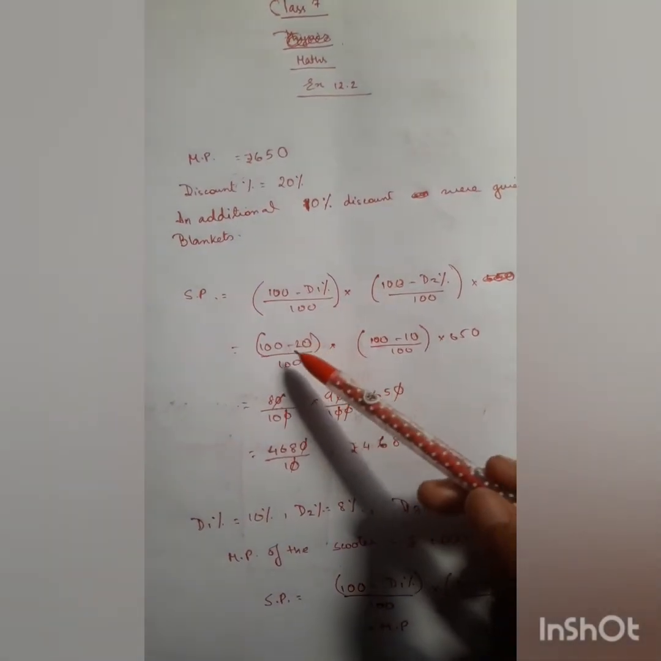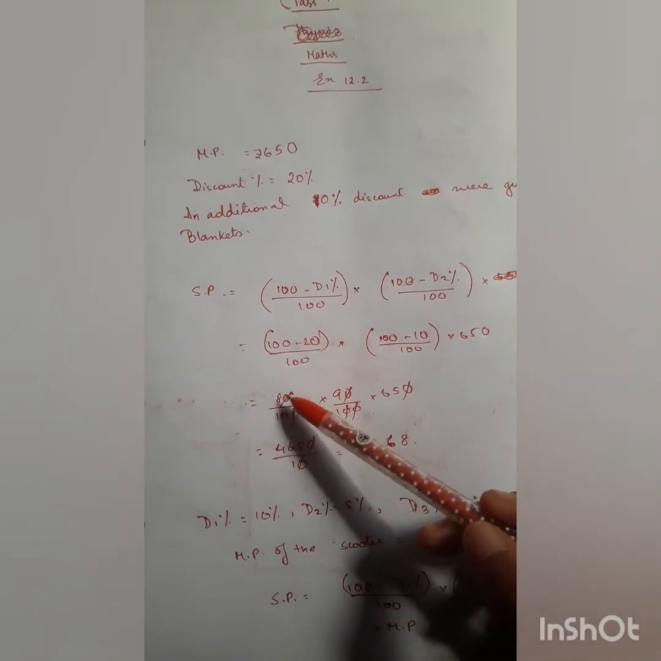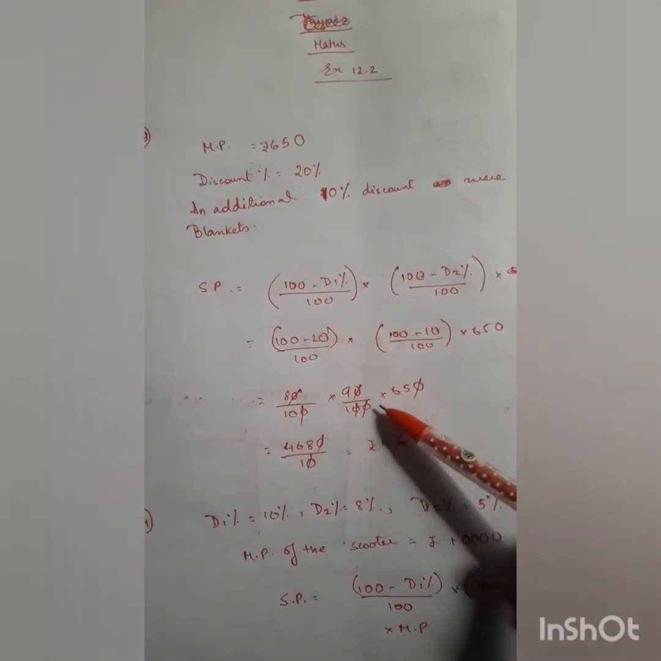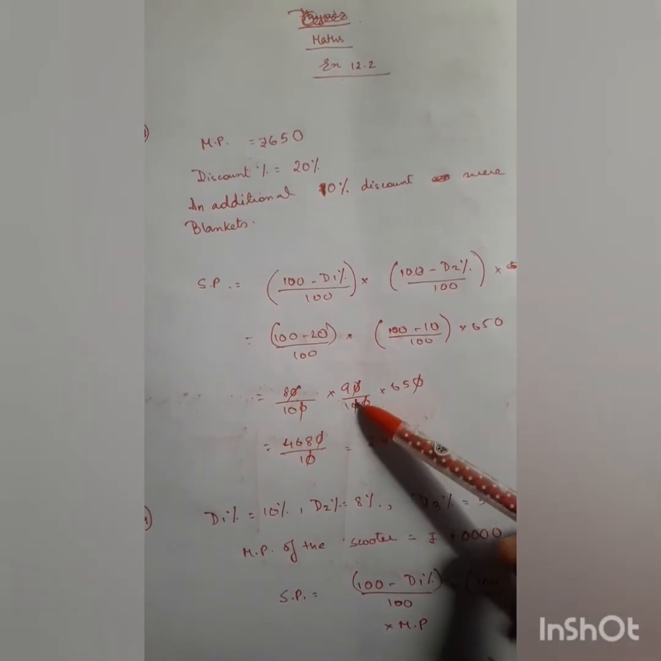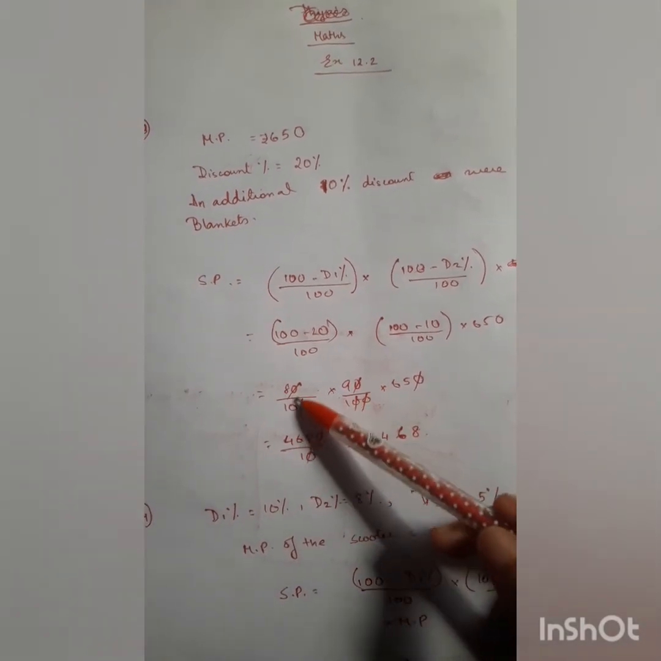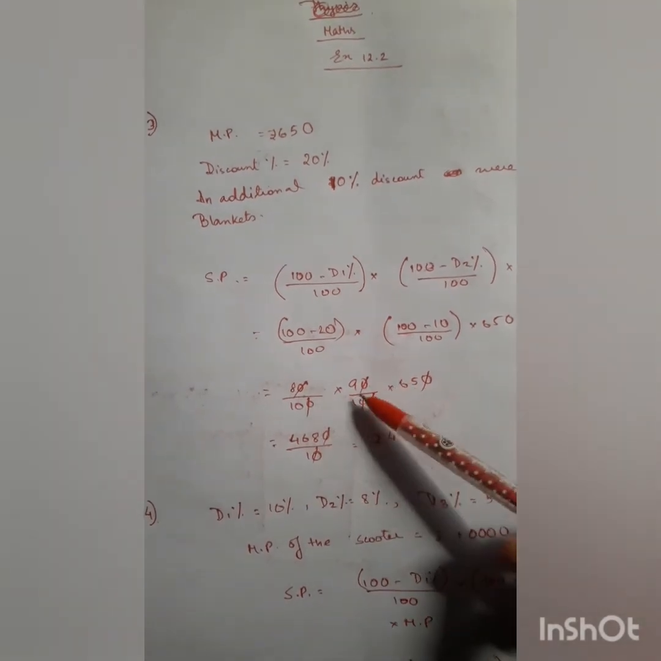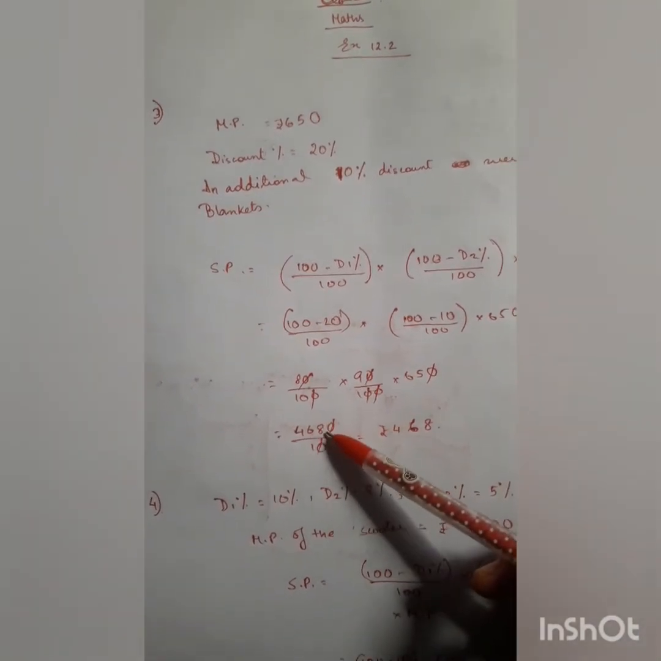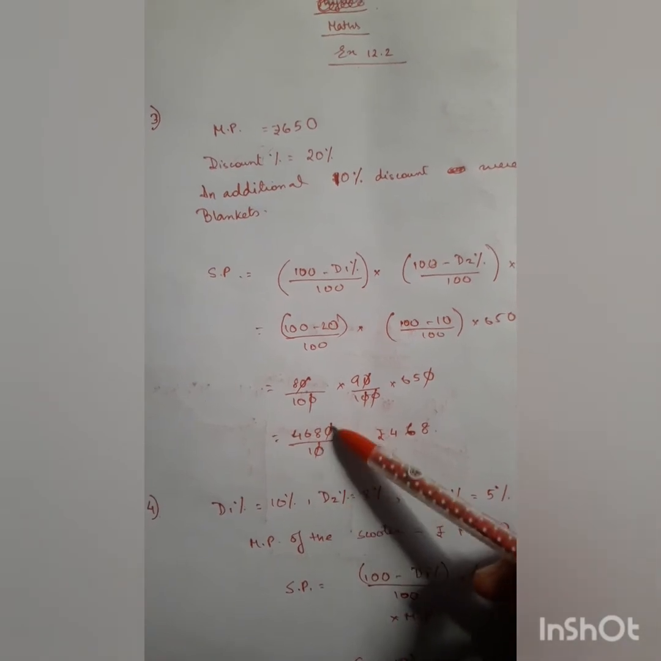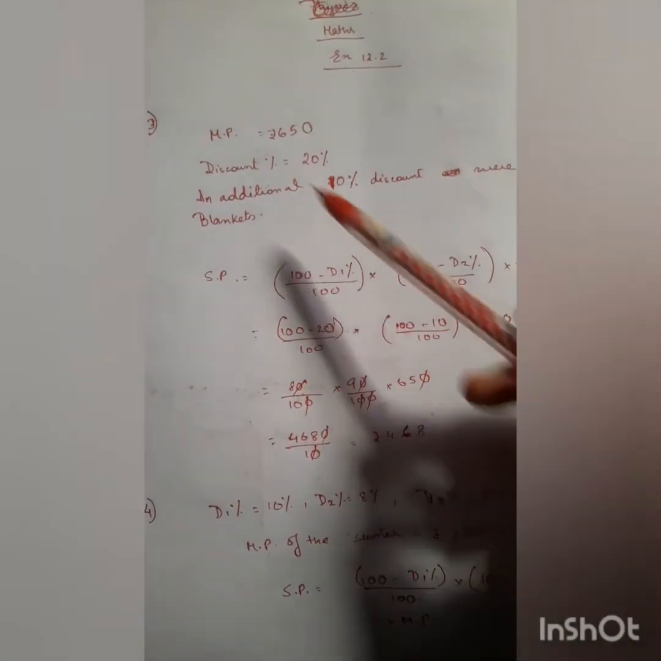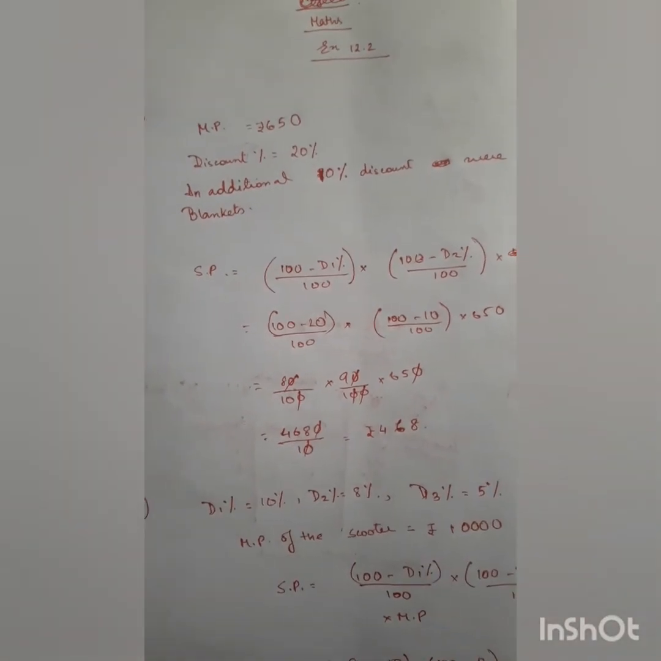See, 100 minus 20 first is coming out as 80 by 100, 100 minus 10 is coming out as 90 by 100 into 650. Zeros cancel, this 0 cancels, this 0 cancels. Now multiply the numerator, 8 into 9 into 65, it came out as 4680. That by 10 is equal to rupees 468. So the selling price of the blanket is rupees 468.